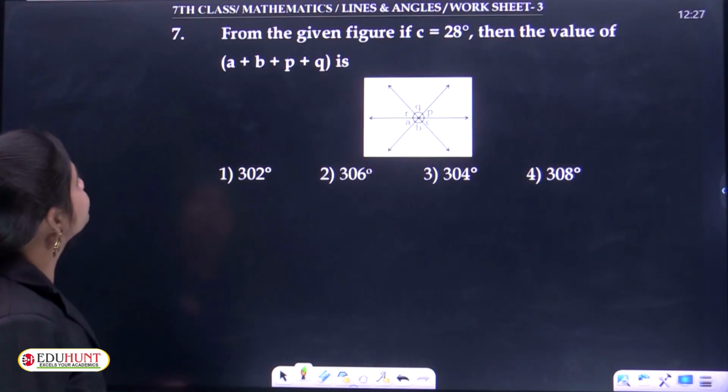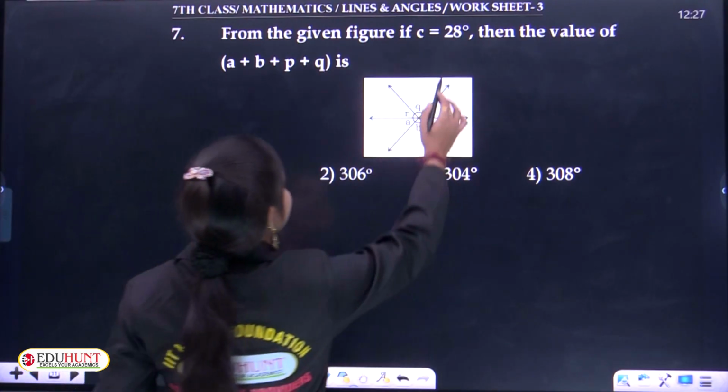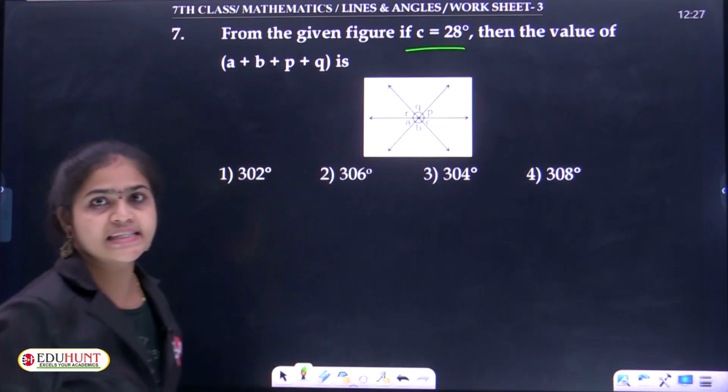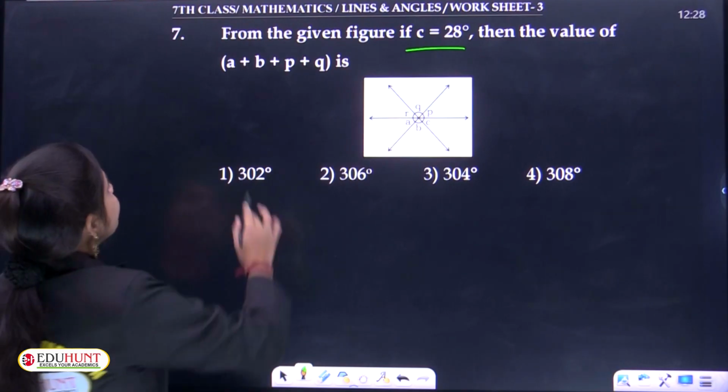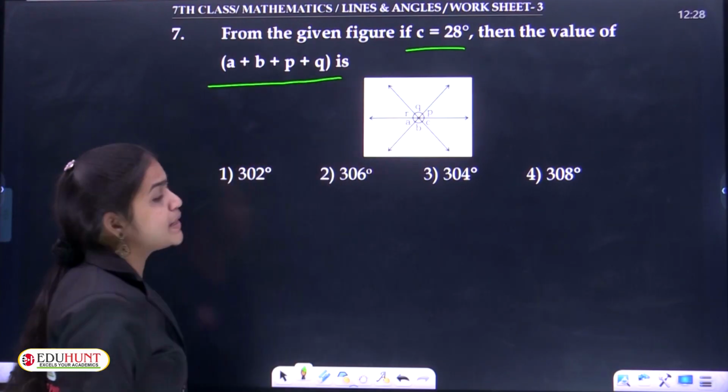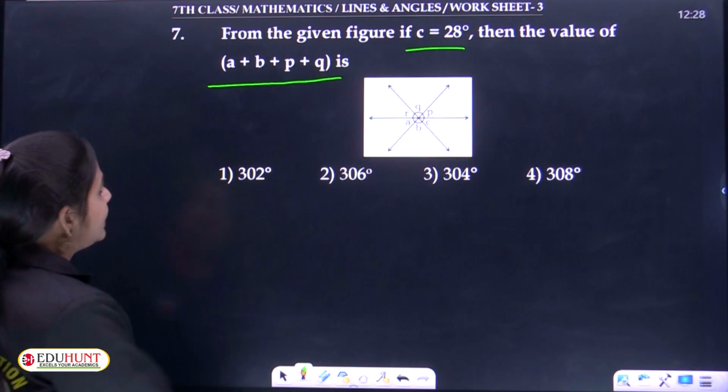Seventh question. See that. From the given figure, if C is equal to 28 degrees, then find the value of A plus B plus P plus Q. See here.